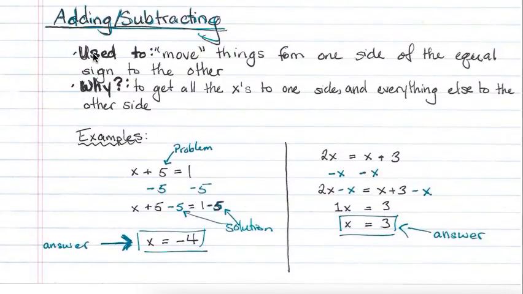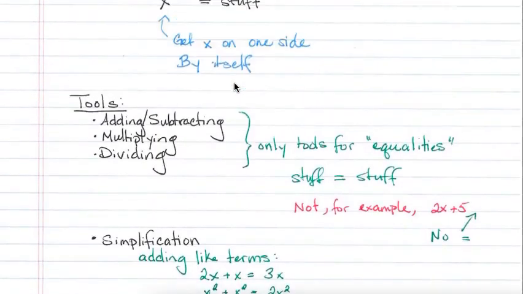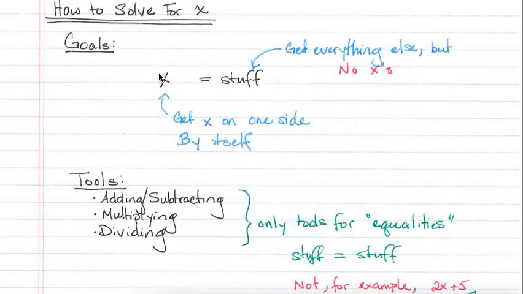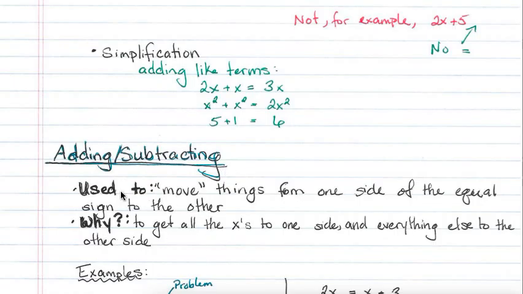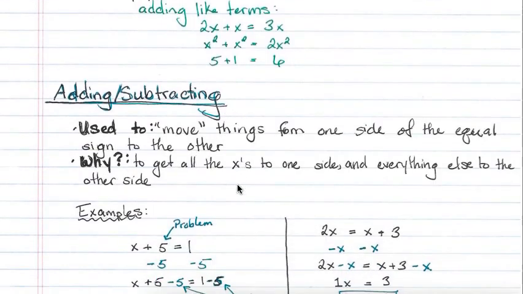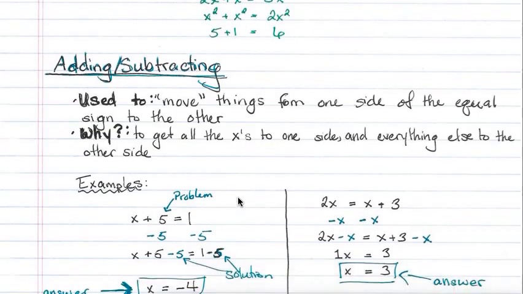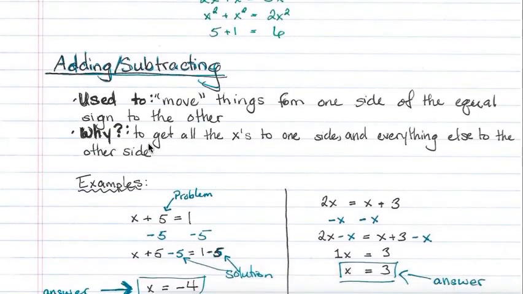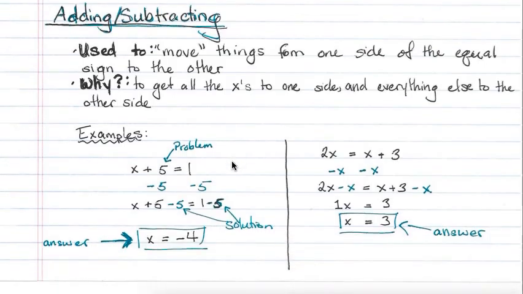So adding and subtracting is used for moving things from one side of the equal sign to the other. Remember, up here when I said the goal was to get x by itself and everything else on the other side, this helps with that by moving things if we have something on the wrong side. So, for an example, right here we have x plus 5 equals 1.